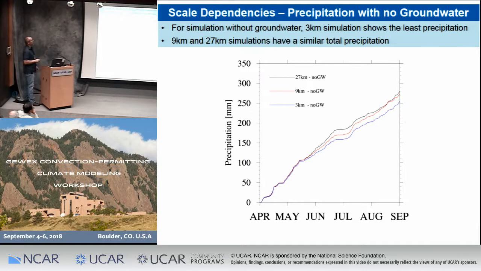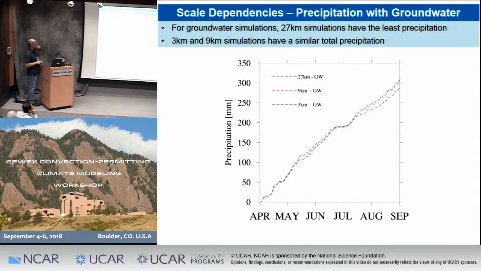So what are some of the results? Well, this is the precipitation with no groundwater, and I'm going to have to explain these lines because they're hard to see. But the 3 kilometer simulation here, without groundwater, actually shows the lowest precipitation. The 9 and the 27 kilometer runs have a similar total precipitation, but it's a little bit more than the 3 kilometer run. This is the accumulated precipitation over the central part of the US throughout the simulation.